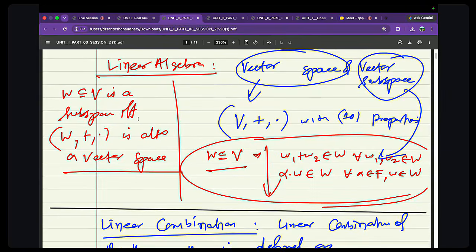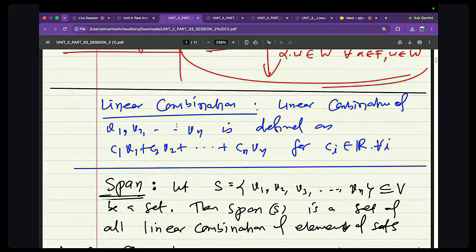And there were 3 conditions to check. One, the zero vector must be in W. Second, you choose any two vectors from W, their sum must be in W. Third, you take any scalar from the field and any vector from W, then alpha times w must be in W. Okay, linear combination: the linear combination of vectors v1, v2, ..., vn is defined as c1 v1 + c2 v2 + ... + cn vn.